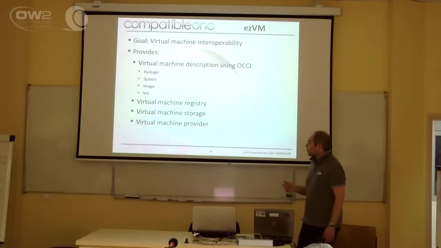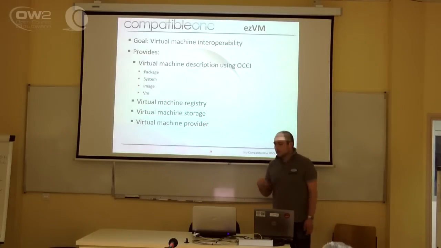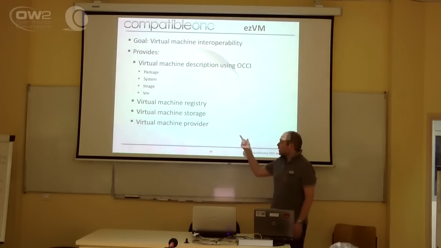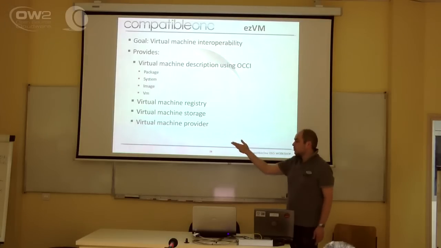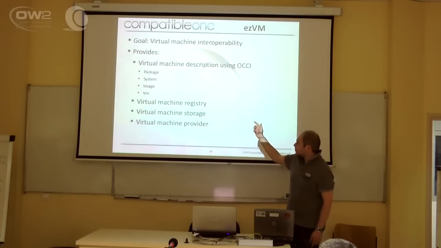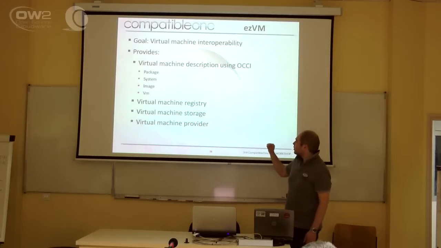And ezVM is doing this. What it provides to CompatibleOne is a virtual machine description using OCCI. If you paid attention to what Fabio showed you in the manifest just a few minutes ago, you saw the image description with package and system, which was done with Cossacks earlier, and the image which is composed of several packages and one system. And the one category you didn't see is VM. A VM is an image for one cloud provider.